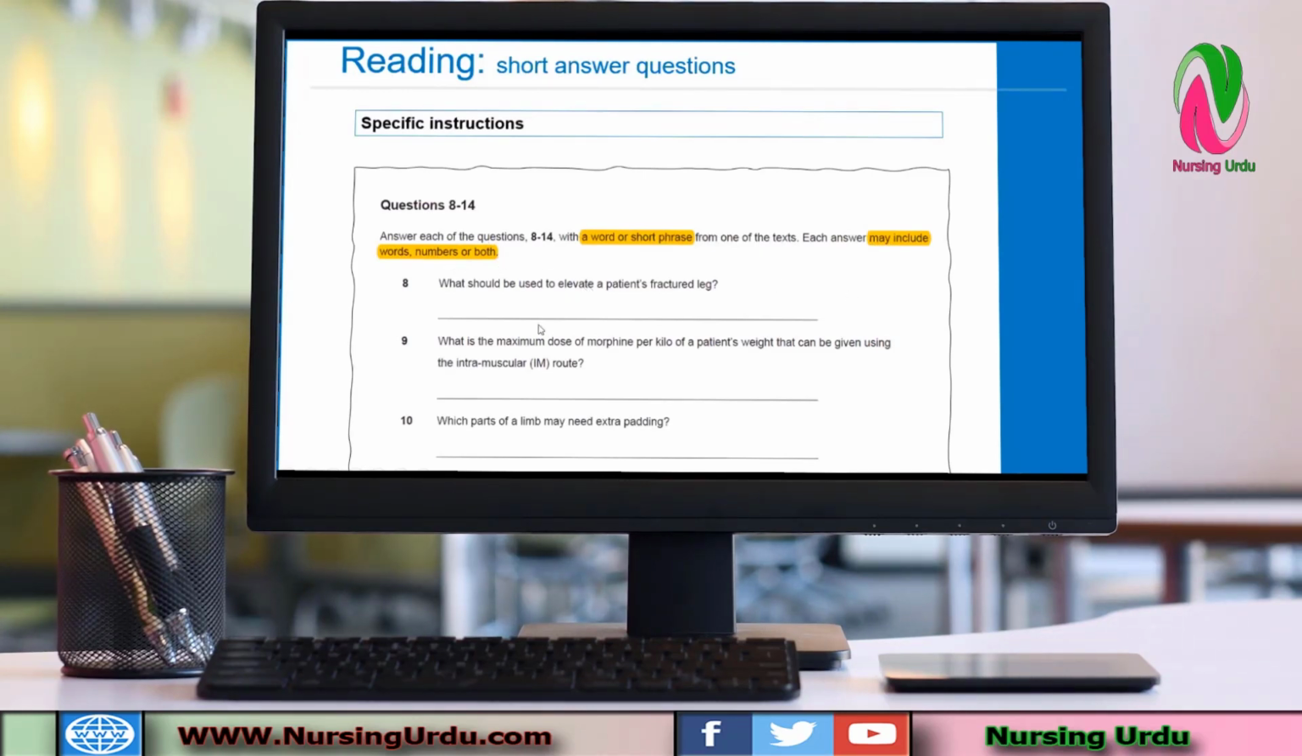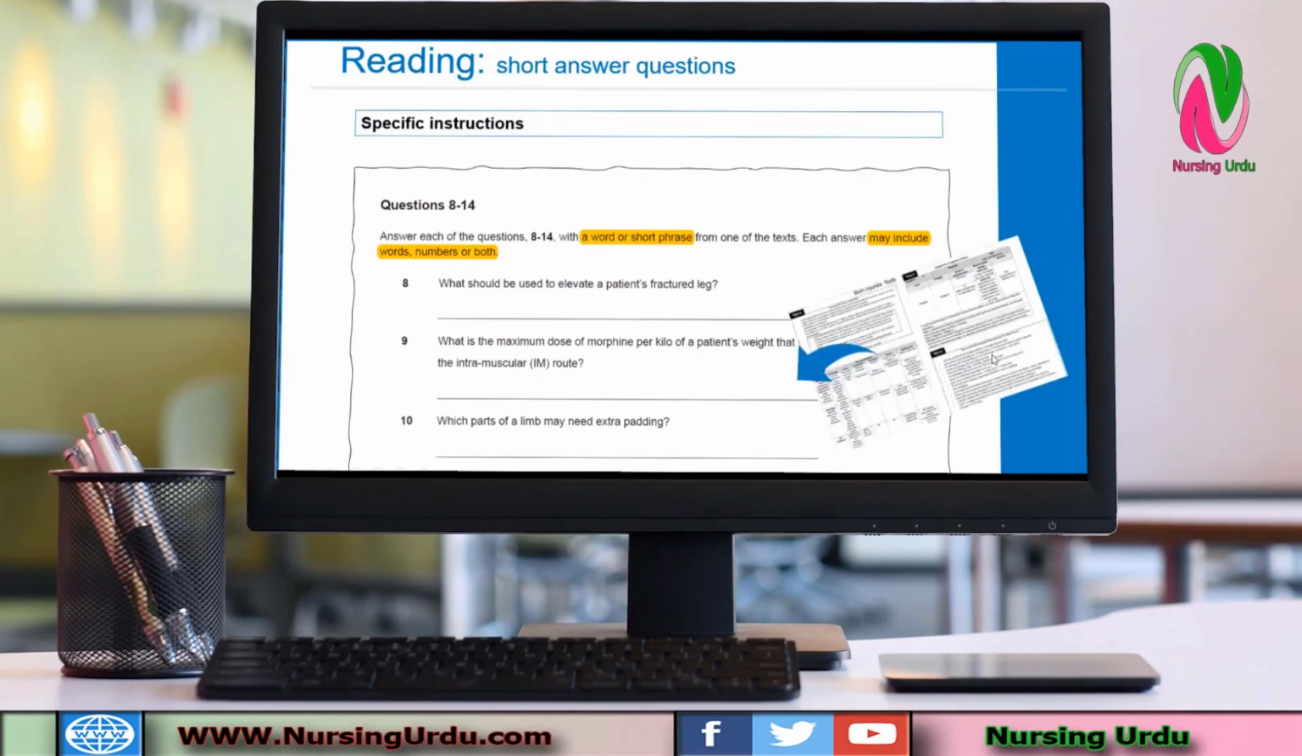So we have some examples of questions which will be in the short answer section. So let's have a look at these questions, and then let's also have a look at the types of answers that you would need to put into the answer sheet. So this is a what question, okay? What should be used to elevate a patient's fractured leg? A rolled up blanket. What is the maximum dose? So you think you're going to need a number of some sort. You're going to be scanning in a moment for a number. The maximum dose of morphine per kilo of a patient's weight. 200 micrograms. So think clearly, what exactly is the question asking me?